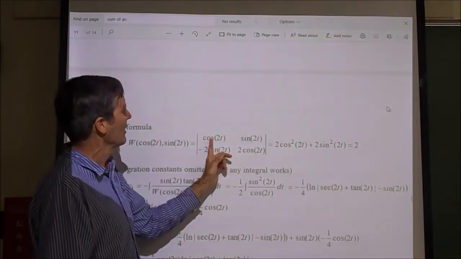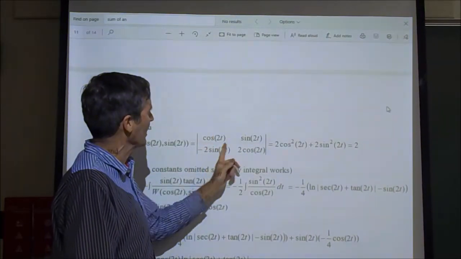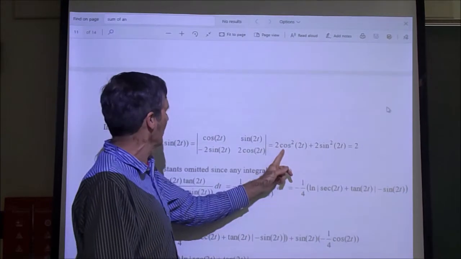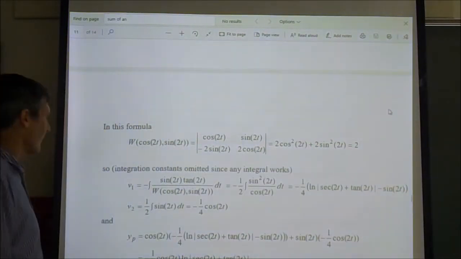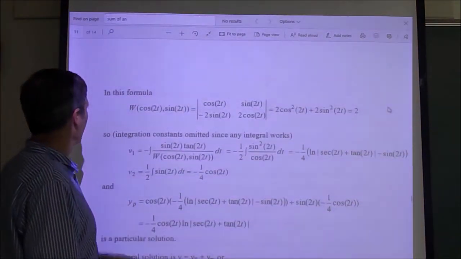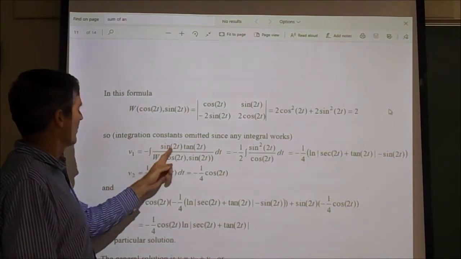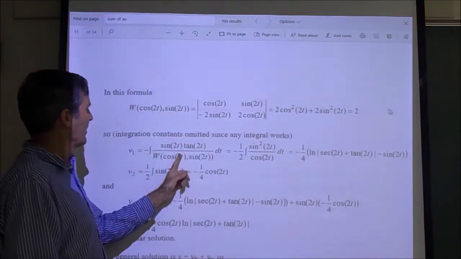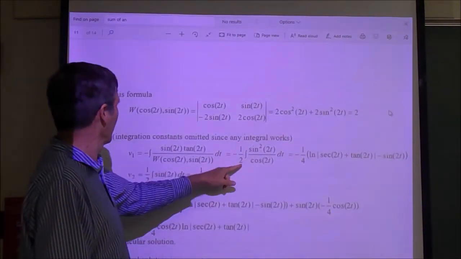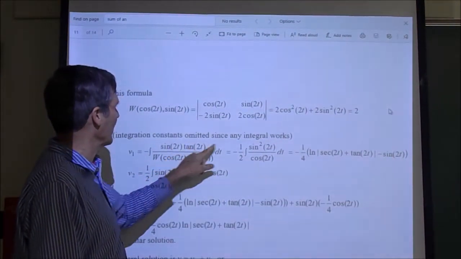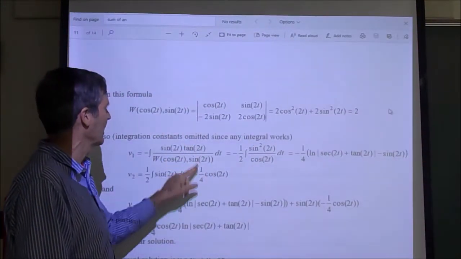Well, you put the functions in the first row and their derivatives in the second row. This times this minus this times this is the determinant. It is 2 cosine squared plus 2 sine squared, which is just 2, by the Pythagorean identity. Now, v1 was this. It becomes, well, the Wronskian is just 2. I pull that 2 out. And sine times tangent is sine squared over cosine.